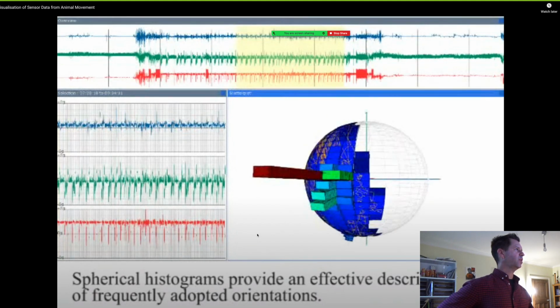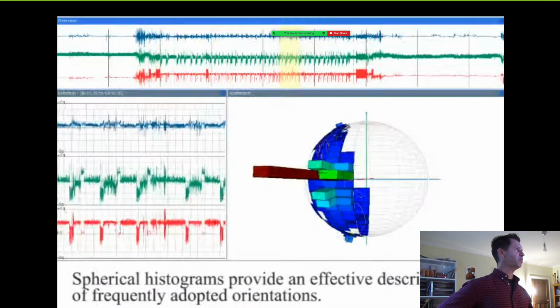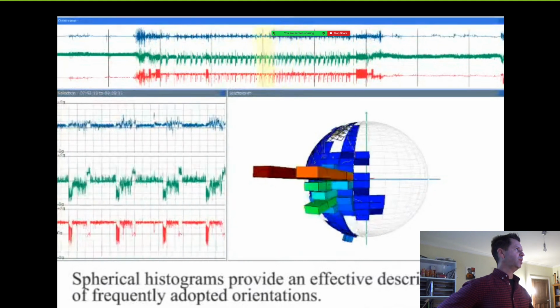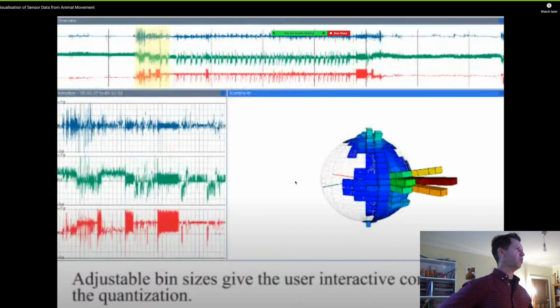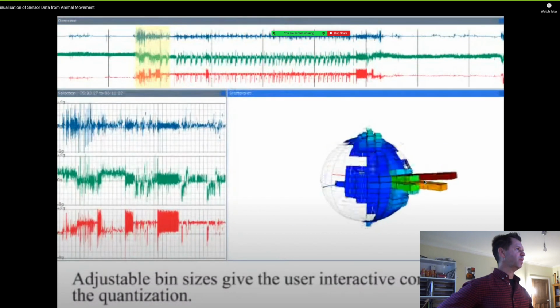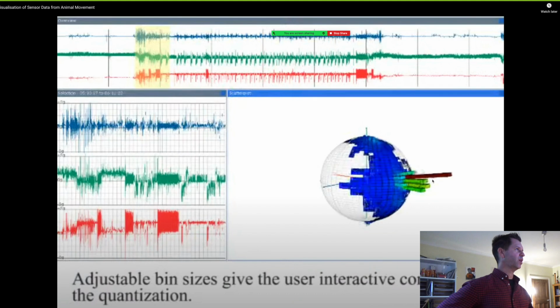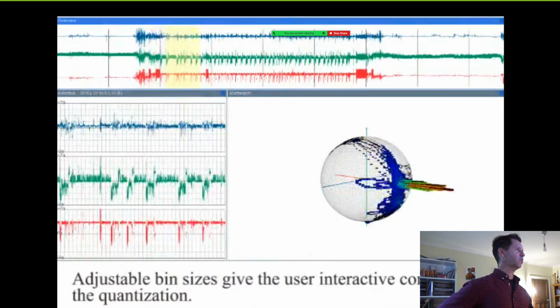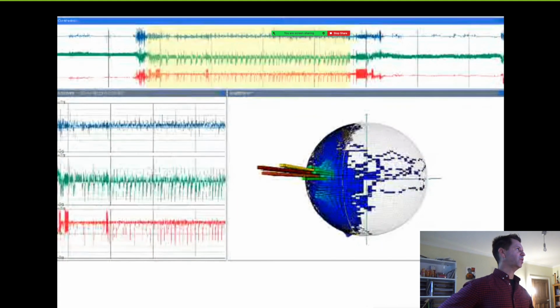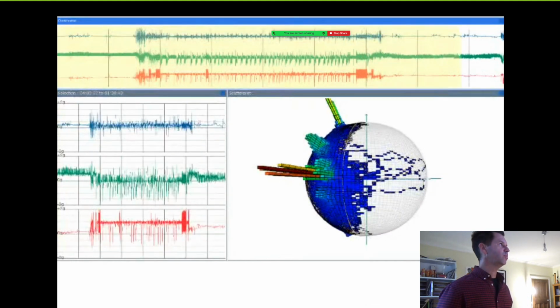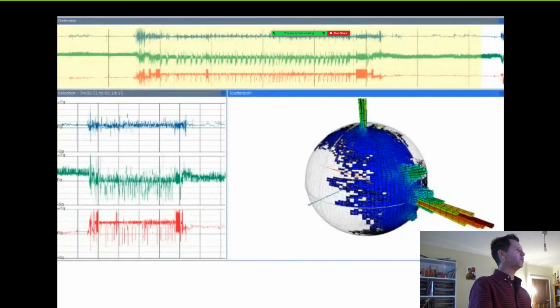So here's the interaction with the spherical histograms that we mentioned. The height of the bars represents the amount of time, or the number of data samples, in that orientation or in that direction of acceleration. The user has control over the resolution of the bins. They have interactive control that's showing what happens when the user changes the resolution. And they also have control over the length, the start and end time, which they're looking at the data.